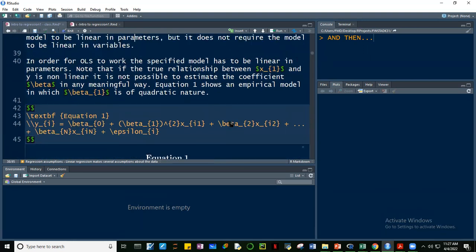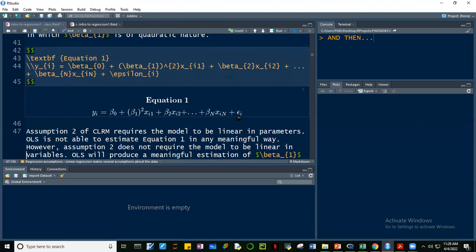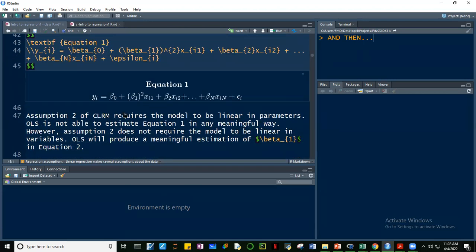Okay, so take a look at this. In order for OLS to work, the specified model has to be linear in parameters. And when I say parameters, guys, yung mga slopes natin, yung mga betas natin. Okay? So, if the true relationship between your x and your y is nonlinear, then it is not possible to estimate the coefficient beta in any meaningful way. Okay, let's take a look at this. Tingnan natin dito. Take a look at this, guys. Y sub i is equal to beta null plus beta 1 squared times x1 plus beta 2 times x2, etc.